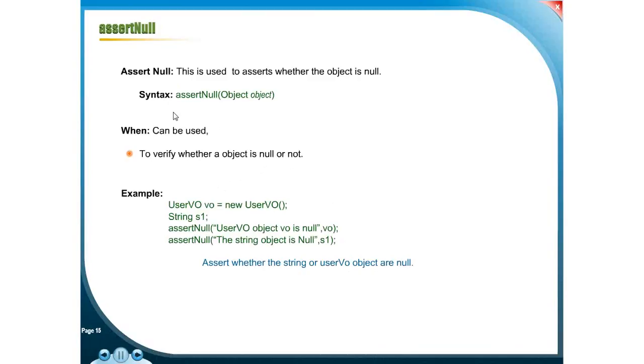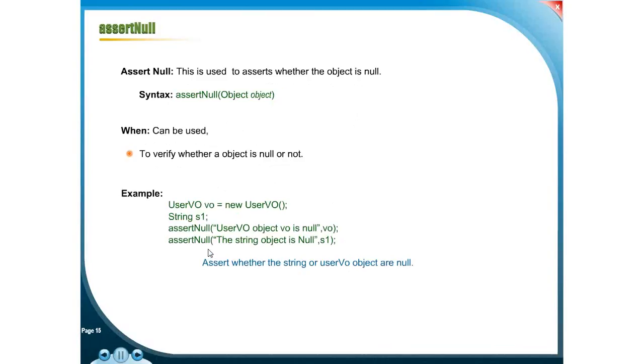So assert null. This is used to assert whether an object is null. To assert null, you are passing an object. And when is it used? To verify whether an object is null or not, we use this.